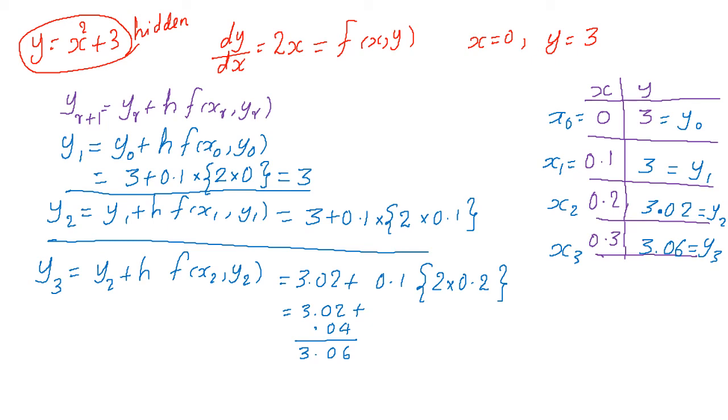Thus, from the differential of the function, I calculated the value of the function at 0.3. Since the function is hidden, that means I never used this function to arrive at this point, but still let us cross check the result. So we know that the true value of phi is x square plus 3. Now my x square is 0.3 square plus 3, so that is 0.09 plus 3, that is 3.09.